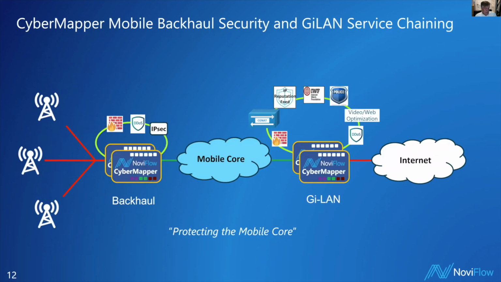This slide shows how Cybermapper with SRv6 can be used in a mobile network. Traffic from the left, or the mobile subscriber, is sent through one or more network services in the mobile backhaul before it is forwarded to the mobile core. Traffic from the right, or the internet, is sent through one or more network services on the Gi-LAN before it is forwarded to the mobile core. The specific set of network services on the backhaul and Gi-LAN vary by operator, and Cybermapper is already in production performing load balancing of security services on the backhaul and Gi-LAN.